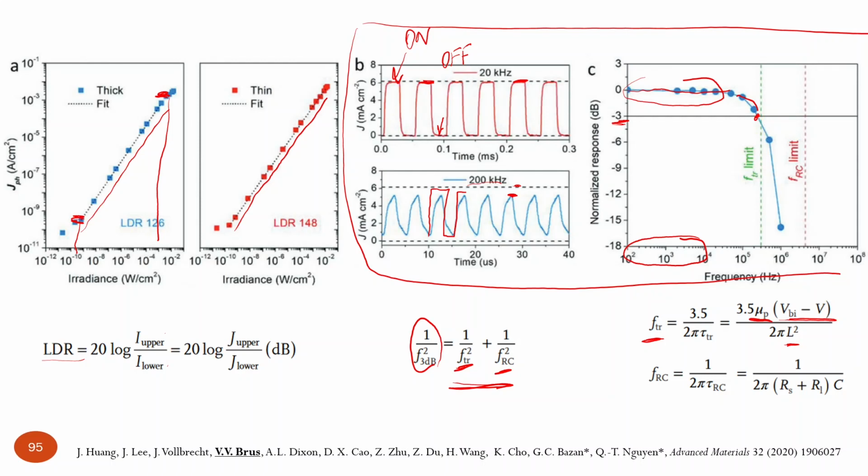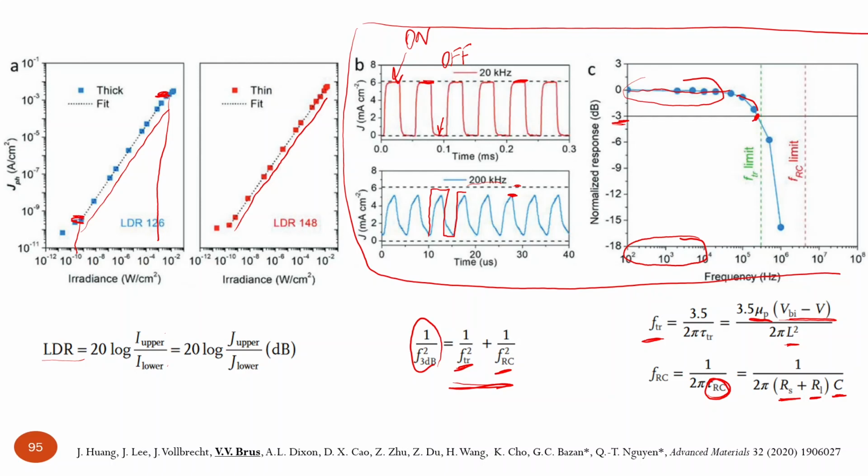So this RC time constant will define how fast we can operate this photodiode. So it's determined by the barrier capacitance of the p-n junction, and also the internal series resistance and the external load resistance which we attach to this photodiode.